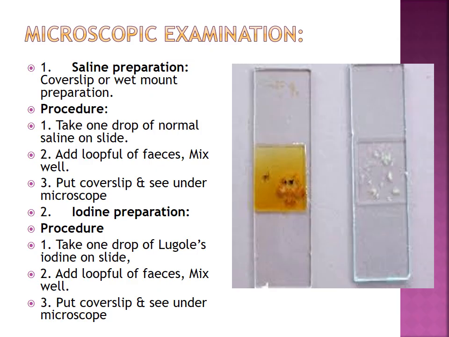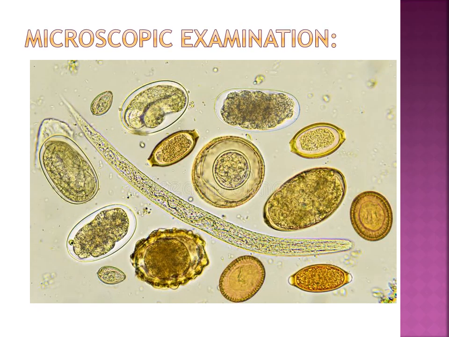In the saline preparation we can see motility of the trophozoites, and in the iodine preparation we can see all cyst forms. In this microscopic examination we can see cysts or ova of roundworm, hookworm, tapeworm, whipworm, and other parasites also. So this is the microscopic examination of the parasites.